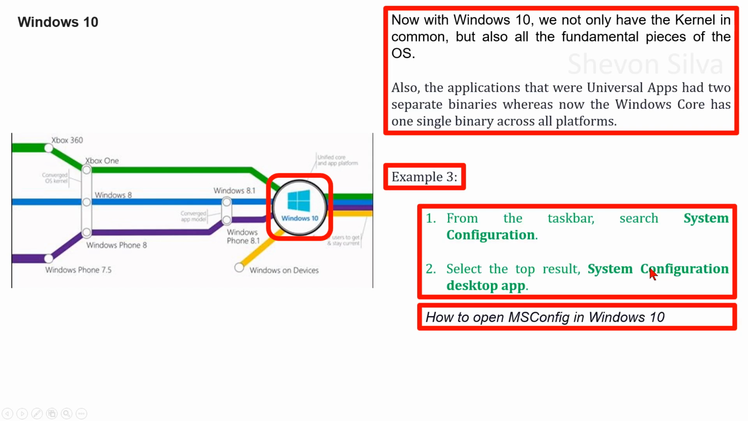As an example 3, we can consider how to open msconfig in Windows 10. Step 1, from the taskbar, search system configuration, and step 2, select the top result, System Configuration desktop app.